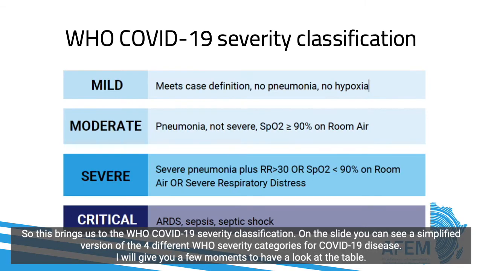So this brings up the WHO COVID-19 severity classification. On the slide, you can see a simplified version of the 4 different WHO severity categories for COVID-19 disease. I will give you a few moments to have a look at the table.